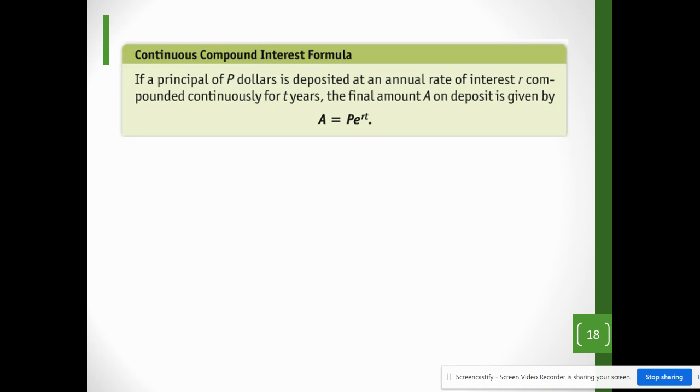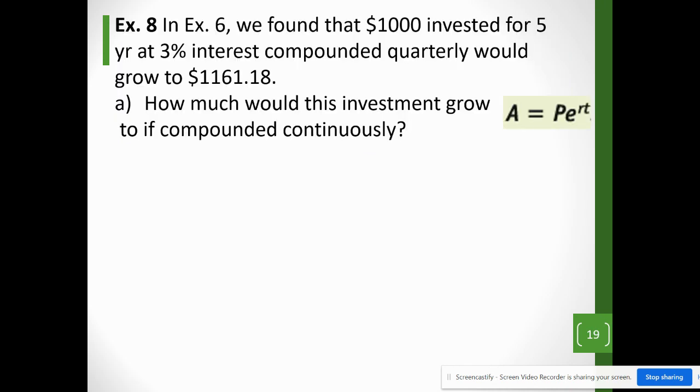A equals P e to the r t. So my P, once again, is principal. My e is my number e. You remember we talked about the Euler number earlier. It's about 2.7. My r is going to represent rate. And my t is going to represent time. So I want to use this formula. Let's talk about this in an example. There's one with the formula given.